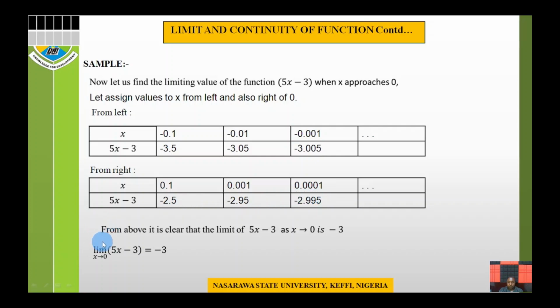Therefore, we conclude that from the above, it is clear that the limit of f of x, 5x minus 3, as x approaches 0 is equal to minus 3. And we write it this way: limit of the function f of x, 5x minus 3, as x approaches 0 is equal to minus 3.